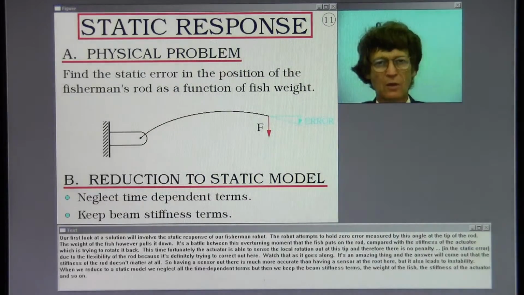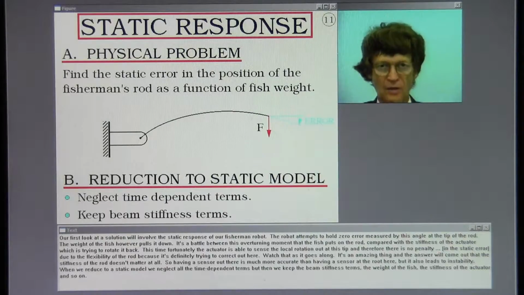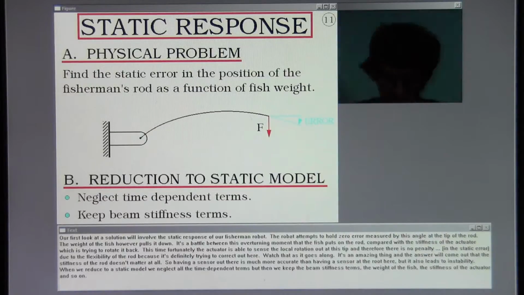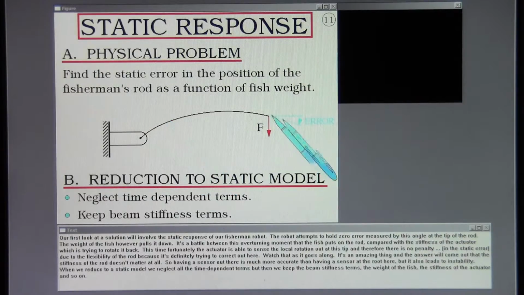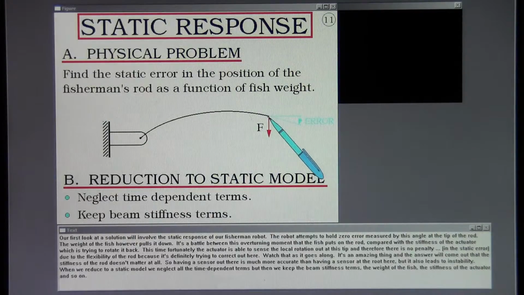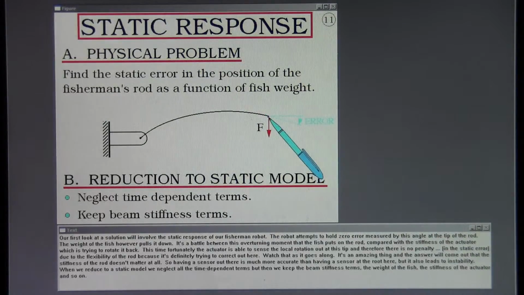Our first look at a solution will involve the static response of our fisherman robot. The robot attempts to hold zero error measured by this angle at the tip of the rod. The weight of the fish, however, pulls it down. It's a battle between this overturning moment that the fish puts on the rod compared with the stiffness of the actuator, which is trying to rotate it back.